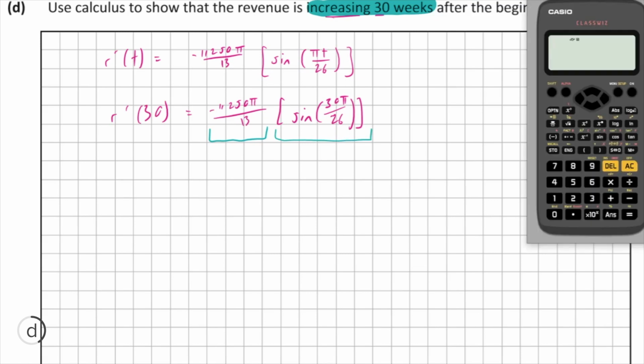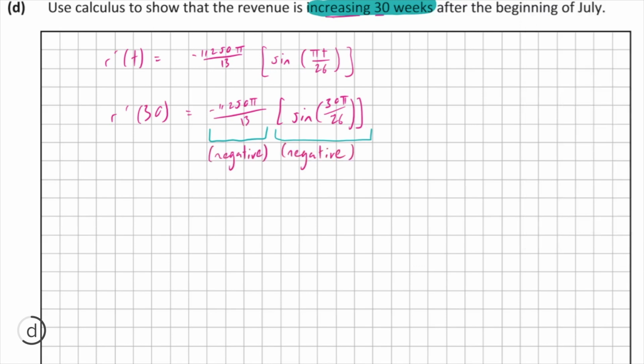And the first thing you should be thinking here is to ensure that your calculator is in radians, or else you're just going to get the completely wrong answer. So we're just going to change our angular unit to radians. Generally to do this, you're just going to press shift and setup, but it kind of works differently on each calculator. But we know that sine 30 pi over 26 in radians is going to equal minus 0.464. So therefore both minus 11,250 pi over 13 and sine 30 pi over 26 are negative, which means that our overall r dash 30 is going to be positive.